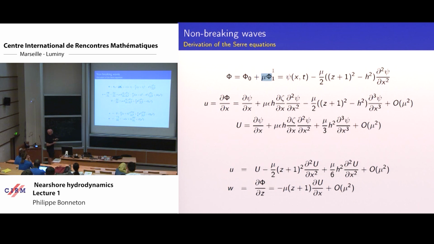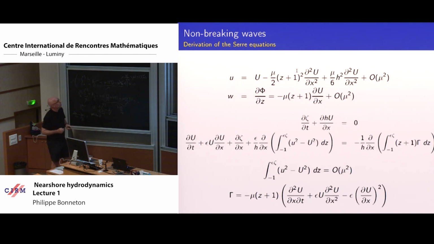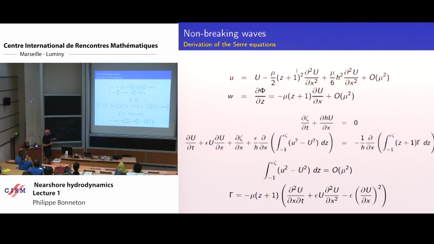So finally, we obtain the expression for u and w only in function of the depth average velocity and the water depth. So for the horizontal velocity, there is a quadratic evolution and a linear one for the vertical velocity. So we have nearly finished the derivation. It is easy from these two relations to close the system.